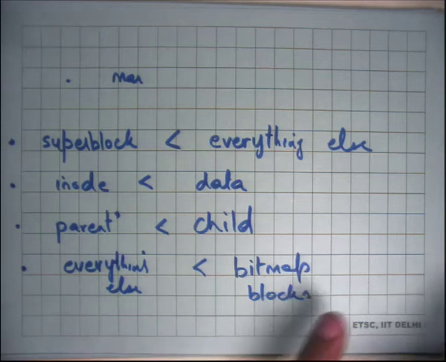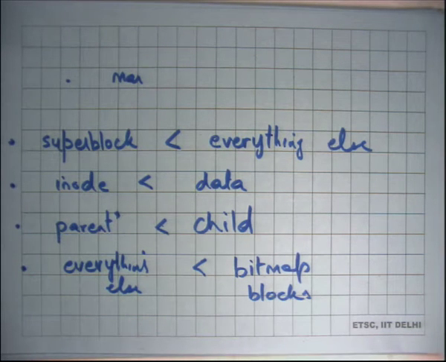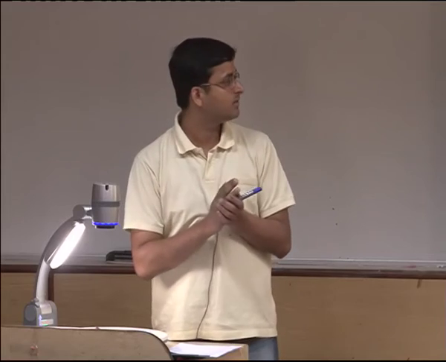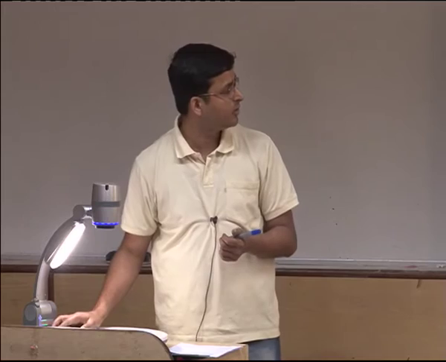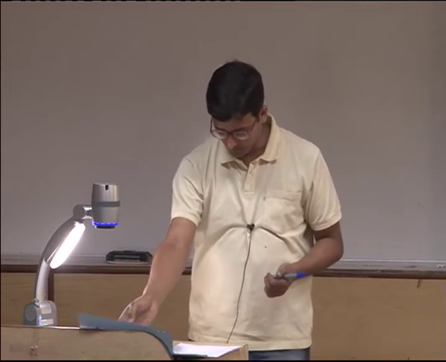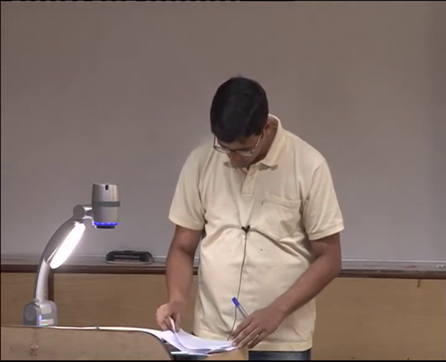So these are some invariants that xv6 code follows. You can check it for yourself. If there are more, if there are less, let's find out. Let's know. Okay. All right.